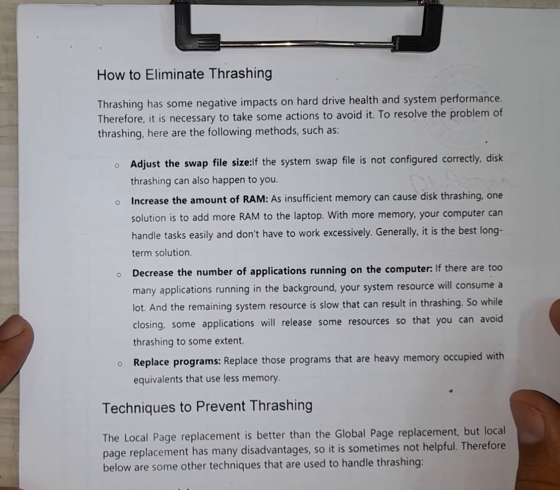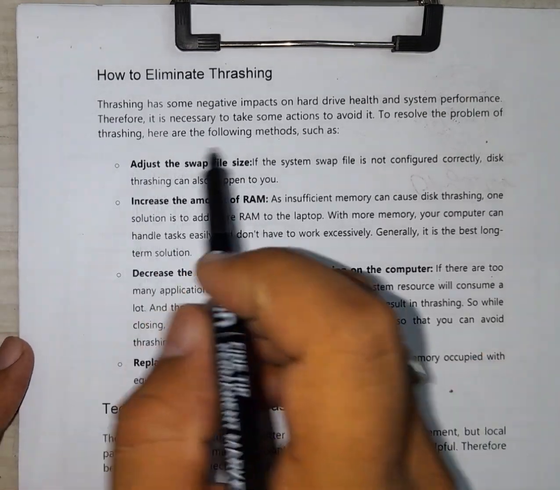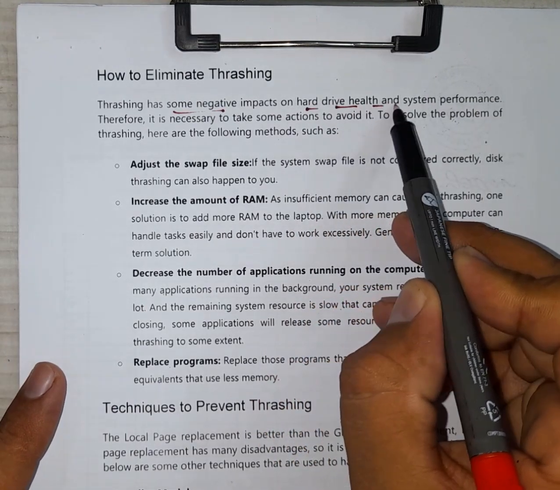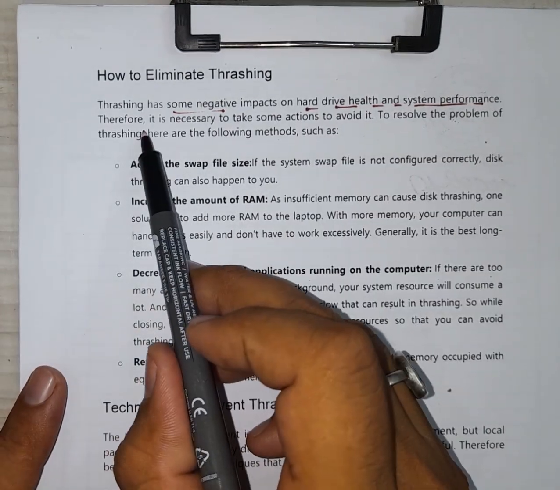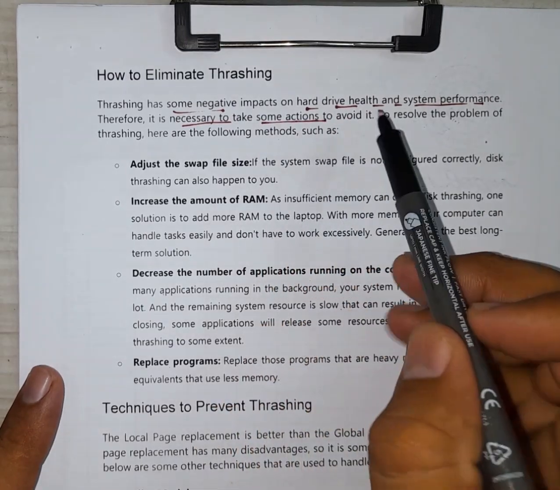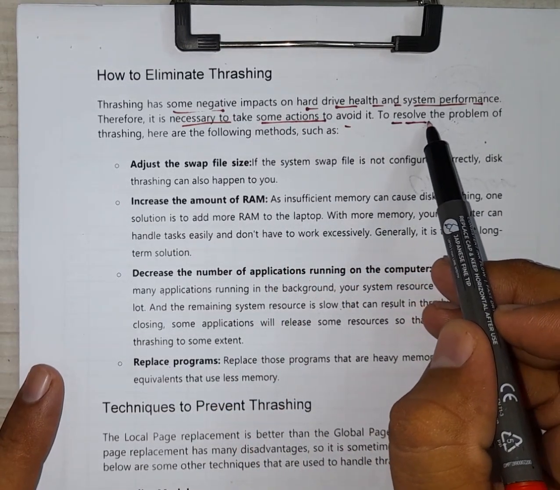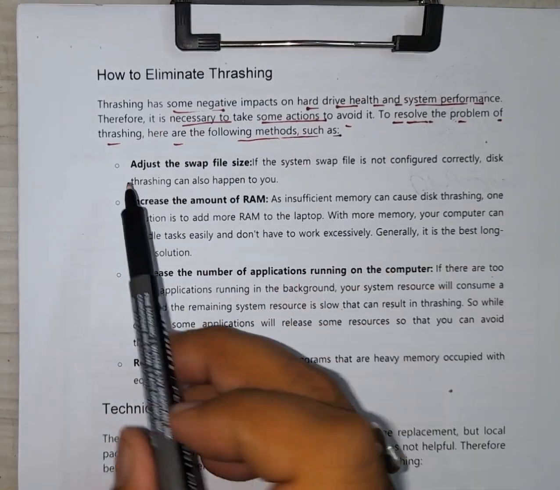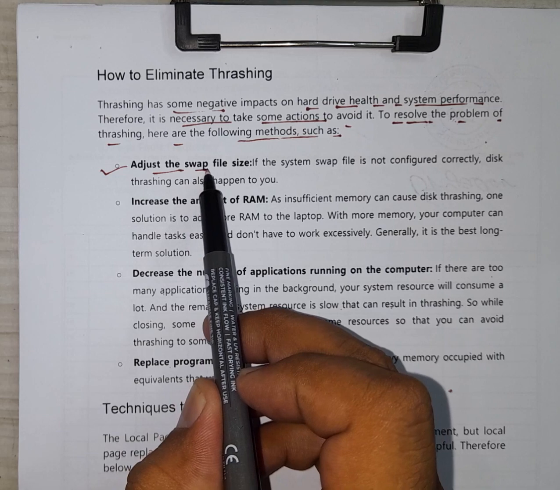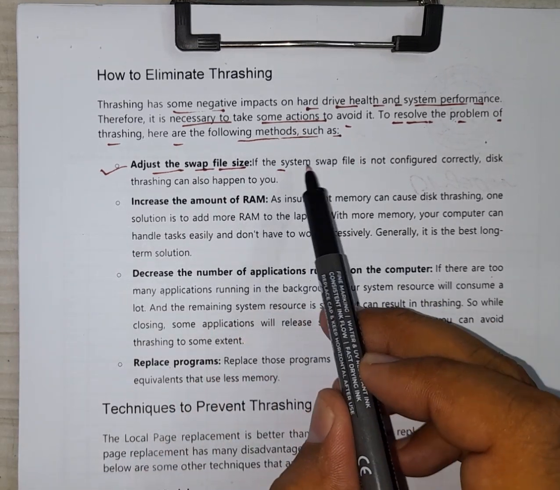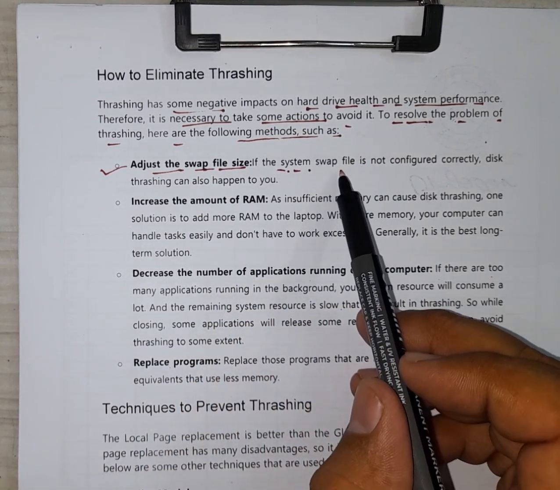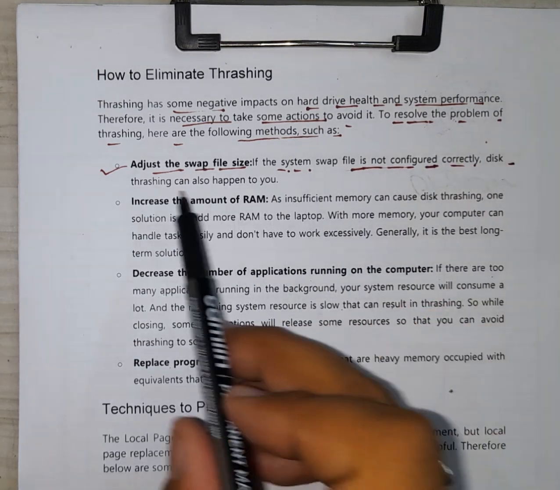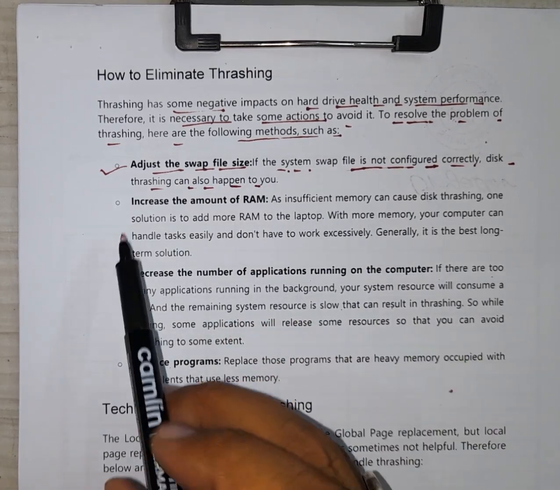Then next, how to eliminate thrashing. Thrashing has some negative impact on hard drive health and system performance. Therefore, it is necessary to take some action to resolve the problem of thrashing. Here are the following methods. One is to adjust the swap file size. If the system swap file is not configured correctly, disk thrashing can also happen to you.